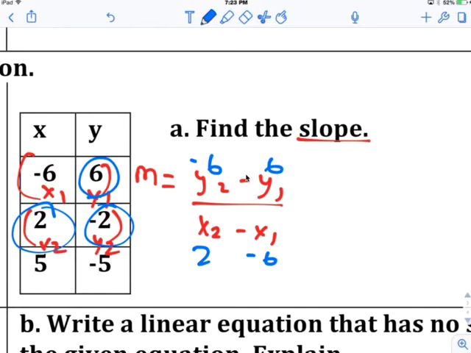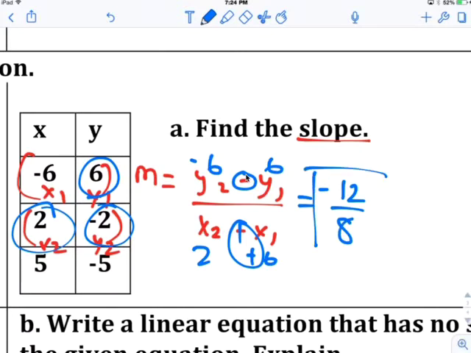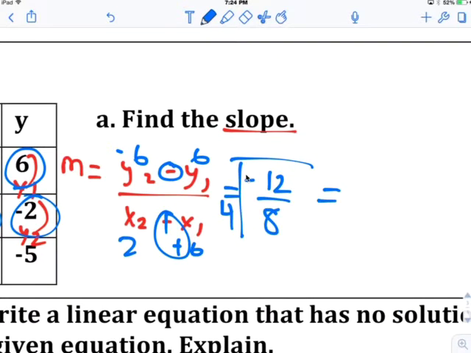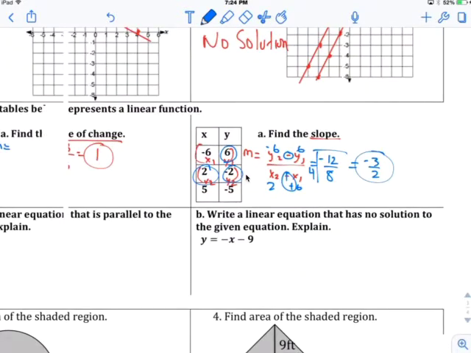6 minus 6, this 6 minus 6 is -12. These two make it a plus. Okay, additive inverse, 8, reduce that by 4. You divide by 4, you get -3 over 2. That's your slope. Okay.